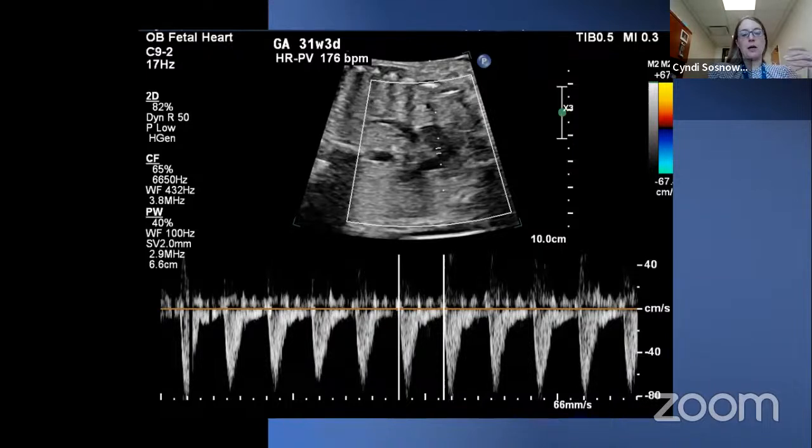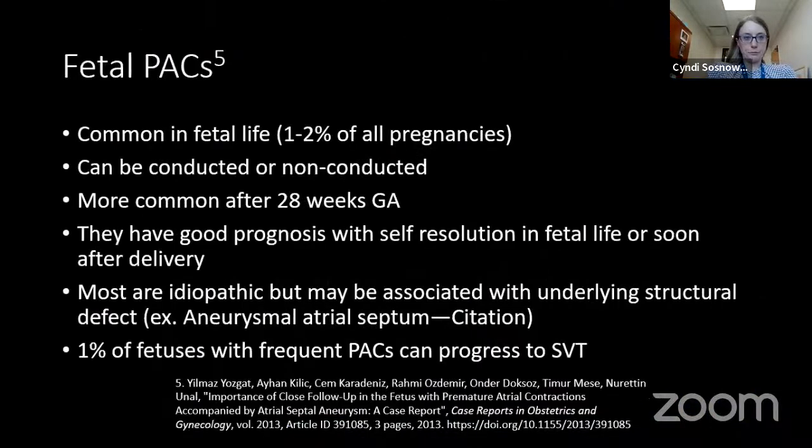When I asked the patient if anything was going on, it seemed she had been a little under the weather recently, maybe a little dehydrated. So we talked about things like decreasing caffeine intake and bringing in more fluid. And when I saw her back a couple of weeks later, the fetal heart rate had gone down to normal.